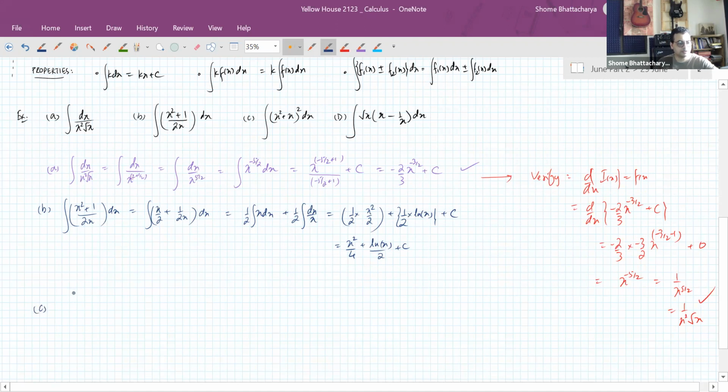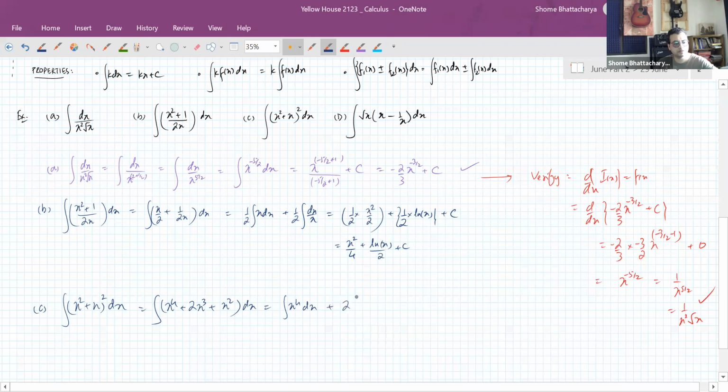Now similarly, the third one, we will actually have to simplify it to make it a polynomial so that we can then apply the distributive property. We cannot directly apply the x to the power n rule to this quadratic function raised to the power 2. We have to simplify it first. So a square plus 2ab plus b square. Now it has become a polynomial, and now I can use the distributive property.